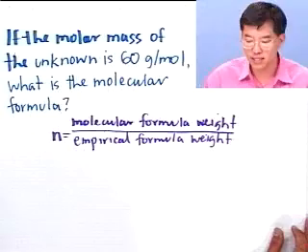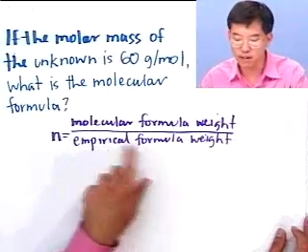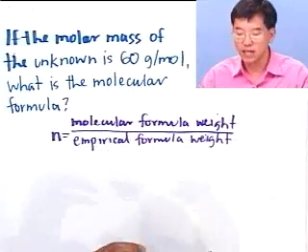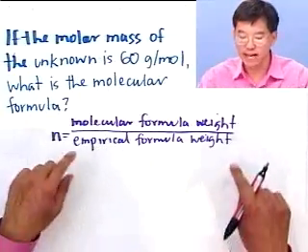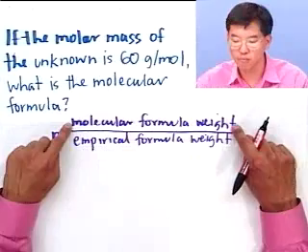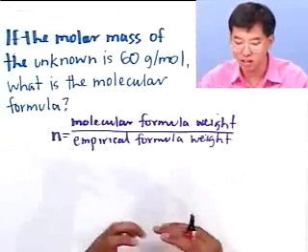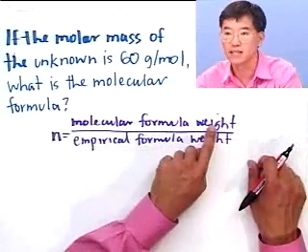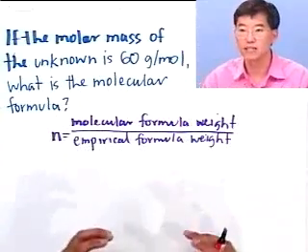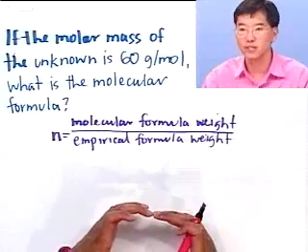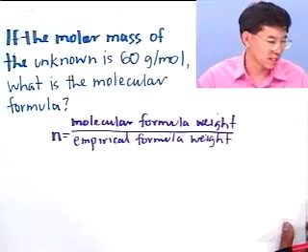The answer is to recognize that the molar mass of the molecular formula, or the molecular formula weight, divided by the empirical formula weight is a small integer, and that small integer tells us how many empirical formula units there are in the molecular formula. Let's see if I can make that clearer.